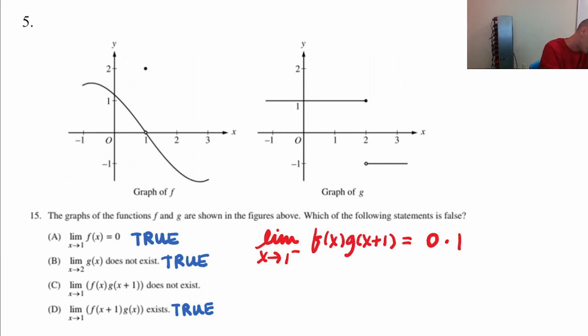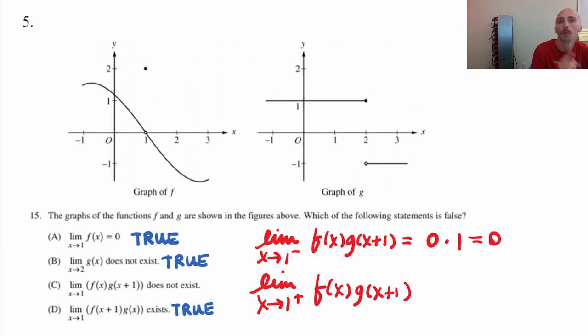Okay, but then I'm going to consider the limit as x approaches 1 from the positive side of f of x multiplied by g of x plus 1. Okay, 0 times 1, we know that's 0. And that'll be important because over here, we're approaching x equals 1 from the positive side. So f is still approaching 0. And maybe you can see now why this limit exists. But I'm going to finish it off.